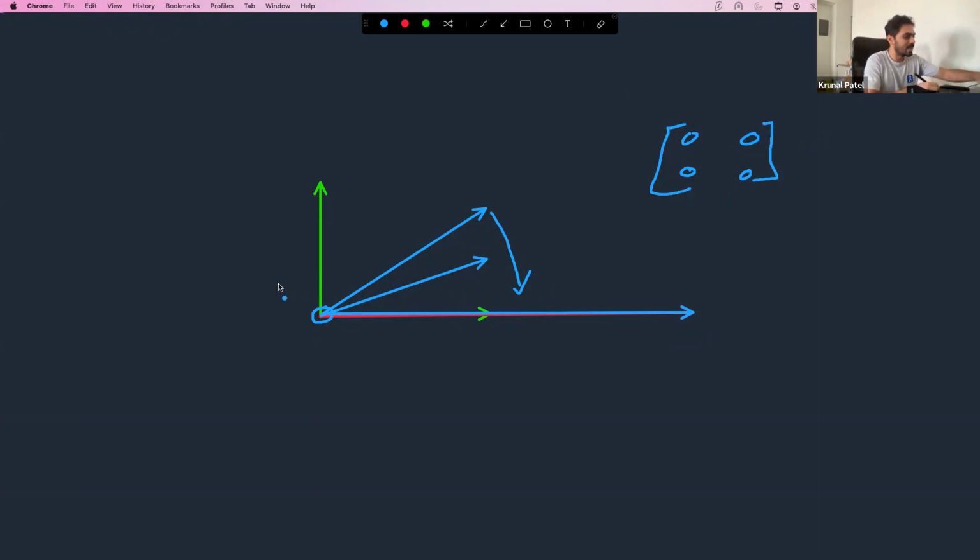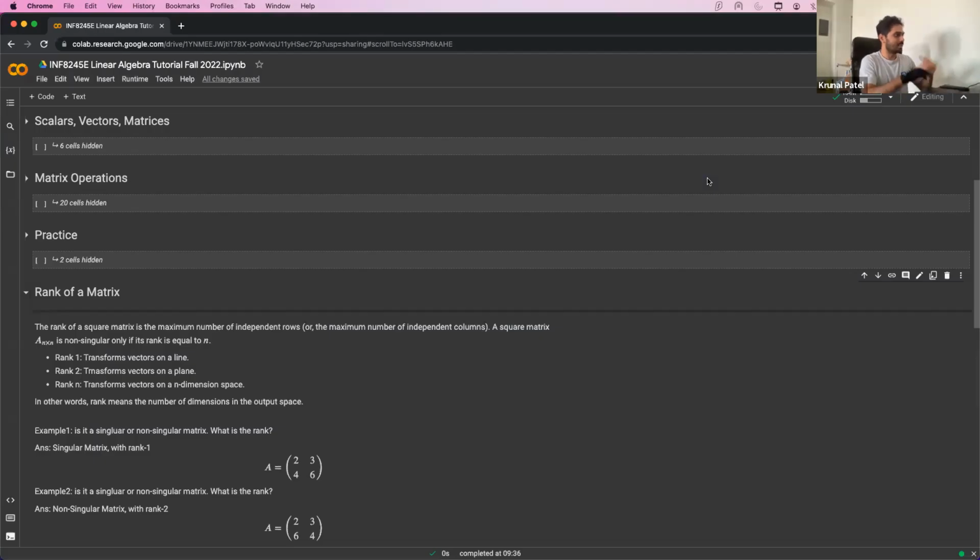So this is how we will define the rank of a matrix. The rank of a matrix is the dimension of the resulting vector space. So that resulting vector space's dimension is what we will refer to as the rank of the matrix. You can also see it as how many linearly independent rows or columns that matrix has. Okay, so that's basically the rank of a matrix.